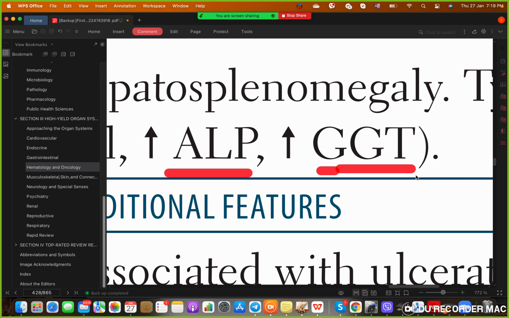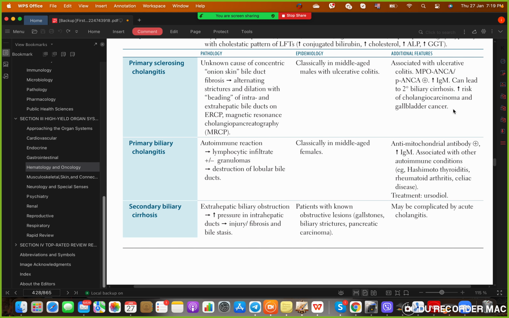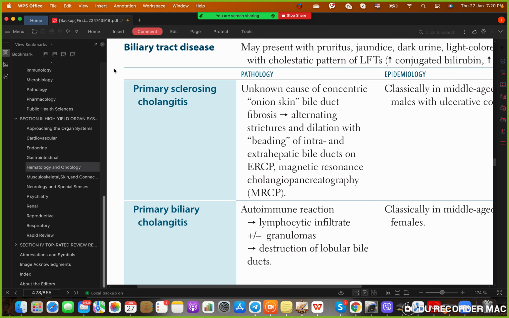Okay, so let's speak about the next thing. We have primary sclerosing cholangitis, of unknown cause, with concentric onion skin bile duct fibrosis, alternating stricture and dilatation with beading of intra and extrahepatic bile ducts on ERCP. You are like, what is that? Well, this disease, primary sclerosing cholangitis, is probably a genetic disease. The patient gets it, we don't know exactly why. It's idiopathic. It's probably congenital, but we are not 100% sure.